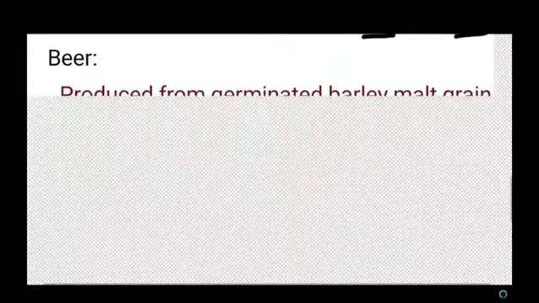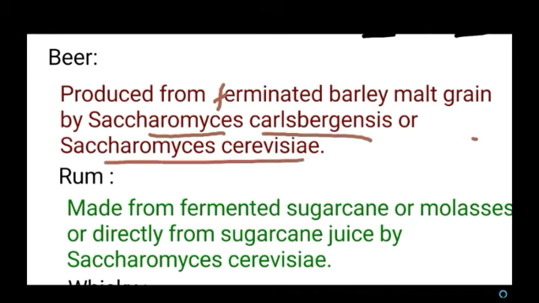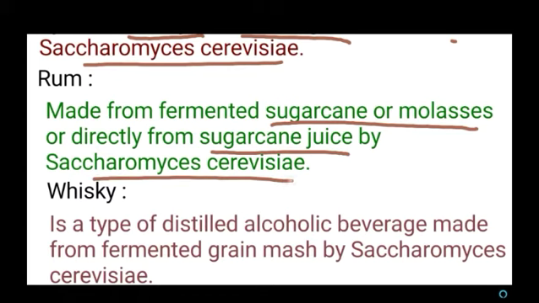Next is beer. It is produced from fermented barley malt grain, with the help of the microbe Saccharomyces carlsbergensis or Saccharomyces cerevisiae. Next, rum. Rum is made from fermented sugarcane or molasses, or it can be prepared directly from sugarcane juice with the help of the yeast Saccharomyces cerevisiae.